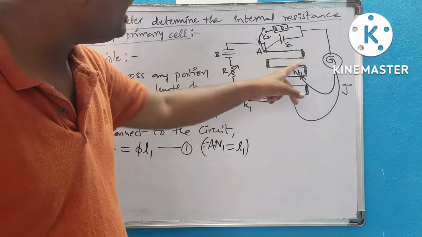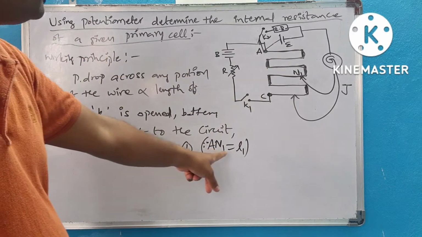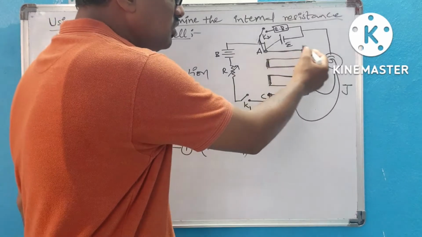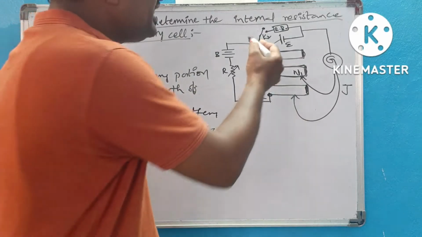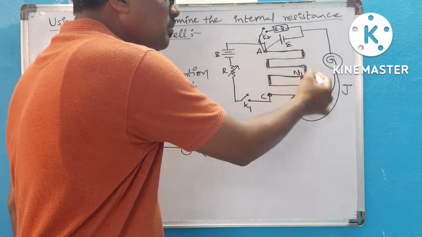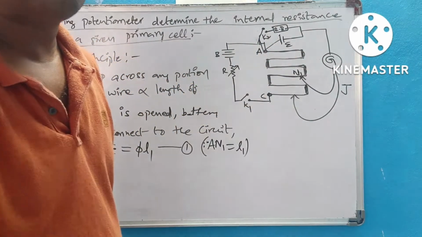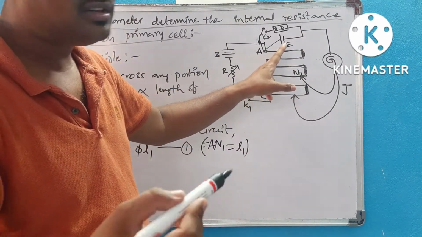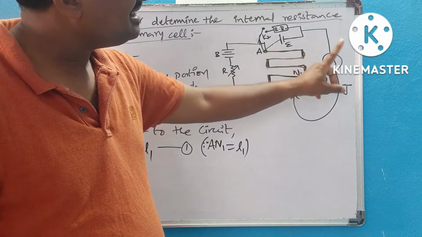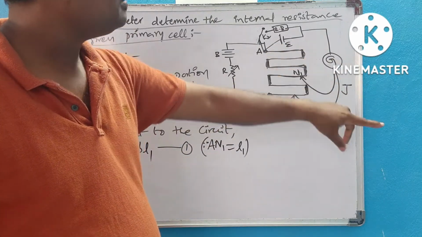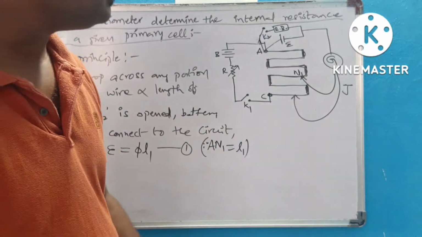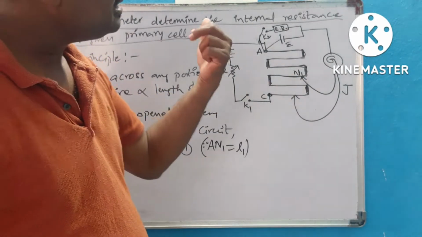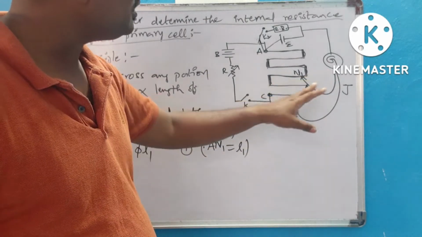So the length of the AN1 is equal to L1. At point N1, we can move the jockey away from the point A. We can slide over the wire from point A, so gradually we move away from the point A. The galvanometer potential difference drops gradually. So at point N1, the potential difference drops to 0 in the galvanometer.